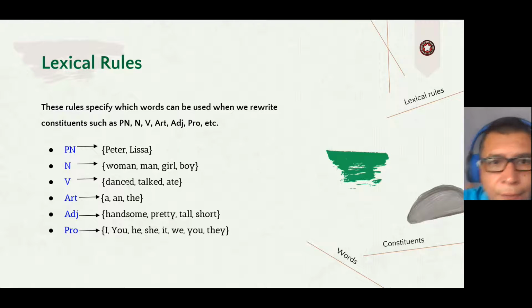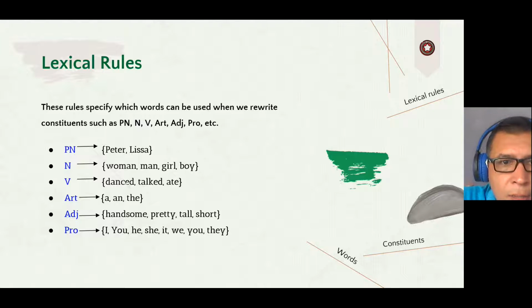But also, we have to understand that we need lexical rules to understand syntax. Not only the structures, but also the rules specify which words can be used when we rewrite constituents. So we're going to use the specific word for the specific function. In this case, it can be a proper noun, for example, Peter, Lisa. It can be a noun: woman, man, girl, boy, etc. It can be a verb: dance, thought, ate, any verb.